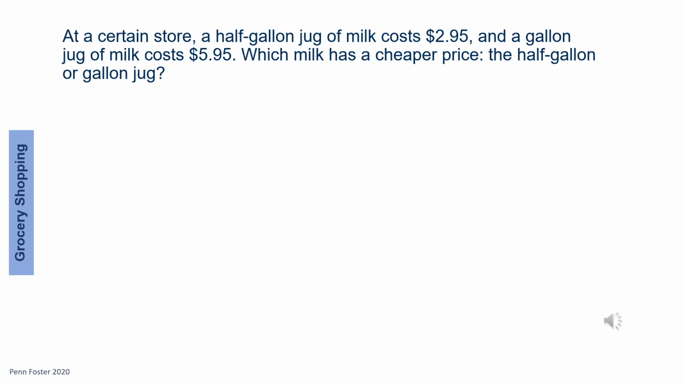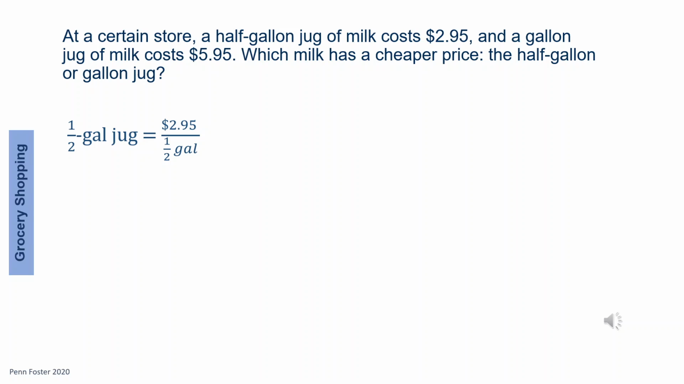Here is another shopping situation. At a certain store, a half-gallon jug of milk costs $2.95, and a gallon jug of milk costs $5.95. Which milk has a cheaper price? The half-gallon or gallon jug? To make a decision, we must calculate how much a gallon of milk costs if 2 half-gallon jugs were purchased.